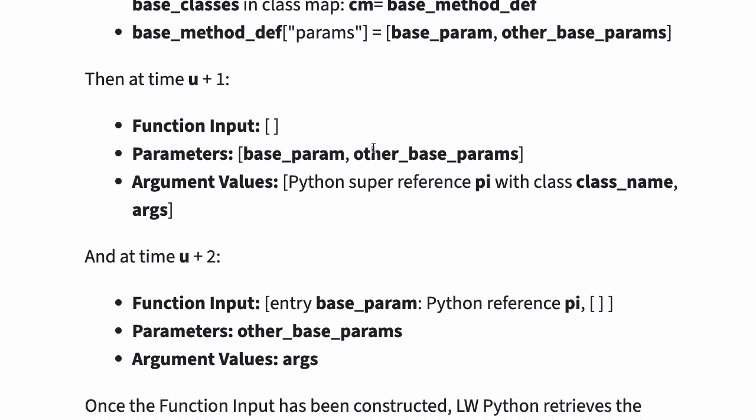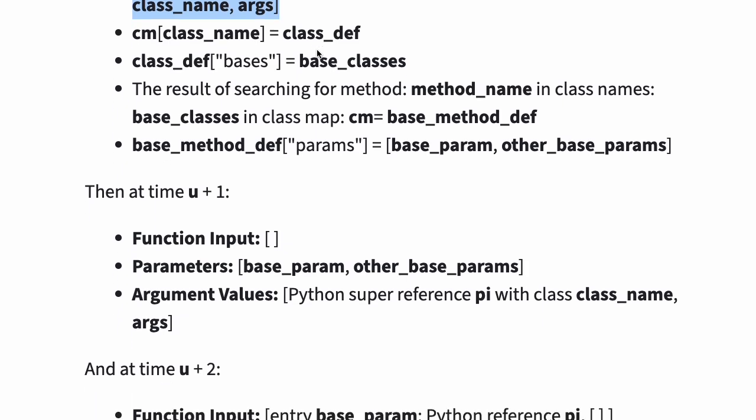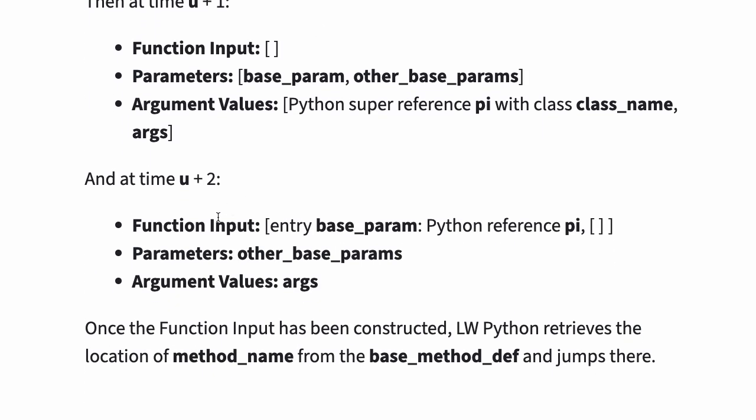Then at time mu+1, the function input is an empty map. Parameters is base param and other base params. And argument values is the stack with Python super reference PI with class name, and args. And at time mu+2, the function input is the map with entry base param and Python reference PI. Parameters is other base params, and argument values is args. Once the function input has been constructed, LWPython retrieves the location of method name from the base method def and jumps there.